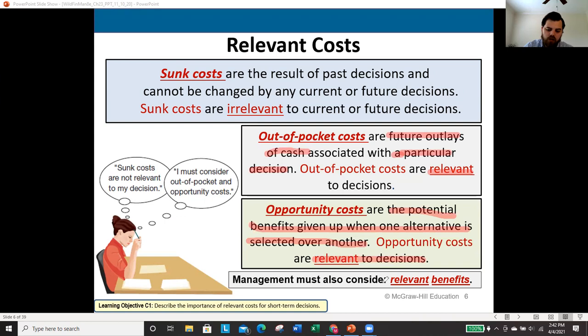And management must also consider what are called the relevant benefits. So I kind of missed on my highlight there, but no big deal. So these are my relevant benefits. Now, in this case, the opportunity cost, as we said, is the actual benefit given up as you select one alternative instead of another.